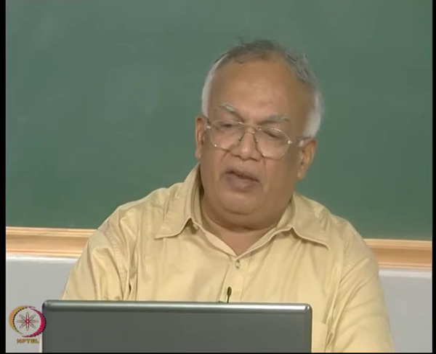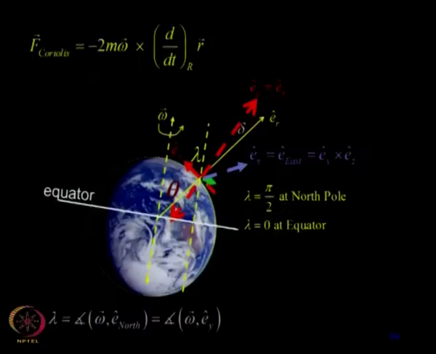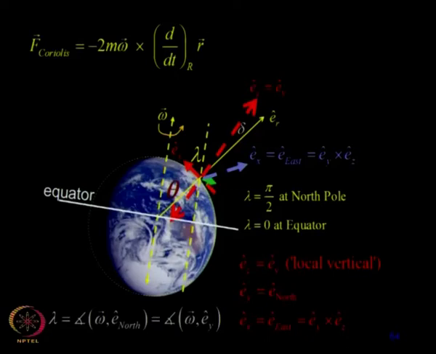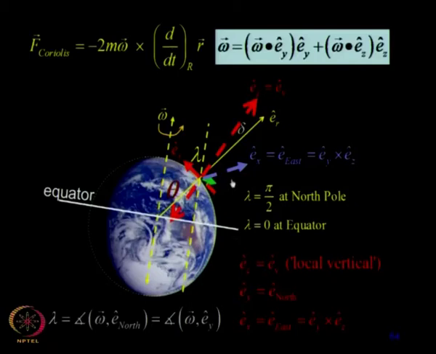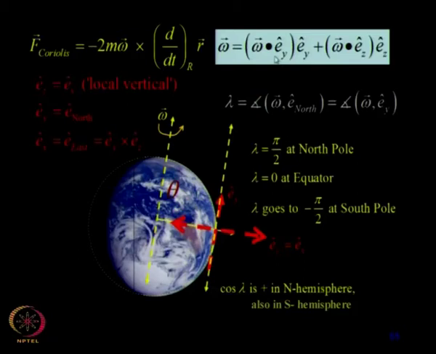The lambda, which is the angle between angular velocity of the earth and the local north, which is Ey, is almost equal to the latitude of your point. And for all practical purposes, it can be taken as a latitude. Now, in this frame of reference, the angular velocity of the earth will not have any component along Ex. It will be in the yz plane, and therefore, omega will have a component along Ey and along Ez. Omega dot Ey will contain the angle lambda, which is the latitude, and this cosine term depends on the angle, because the cosine of an angle between 0 and pi by 2 is positive.